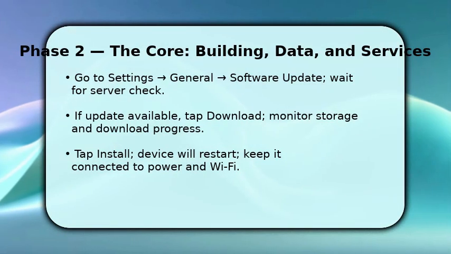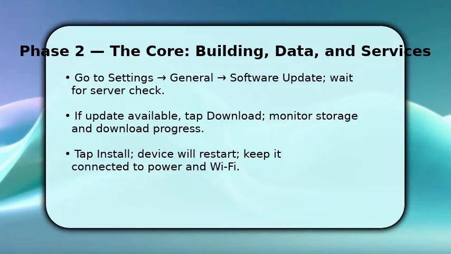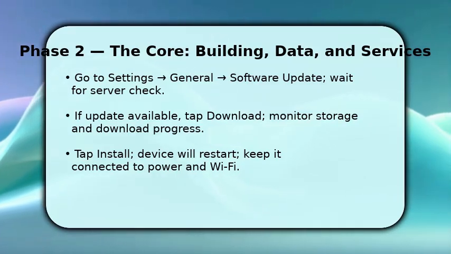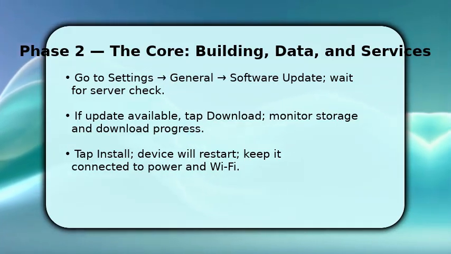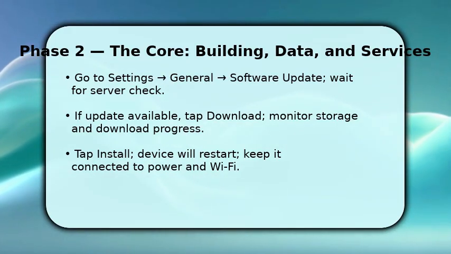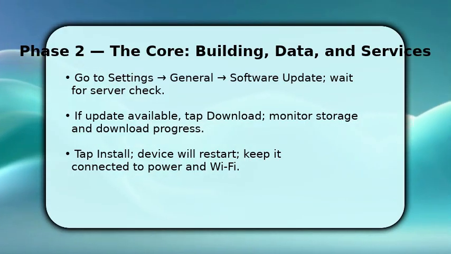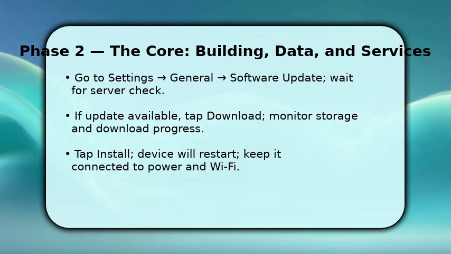You'll now attempt the standard installation route. Open Settings, then General, then Software Update, and wait while Apple checks for compatible releases. If iOS 16 appears, tap Download. You may need to delete apps or offload media if storage is tight. The download can take from minutes to an hour depending on connection speed, so keep Wi-Fi stable.